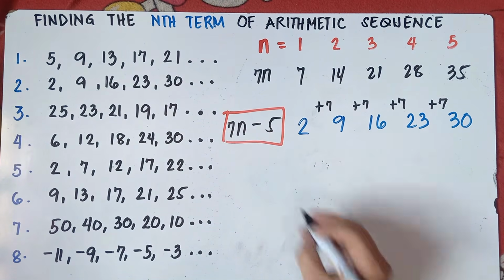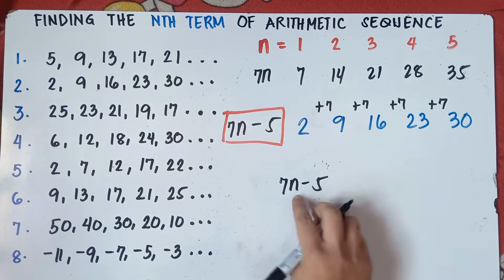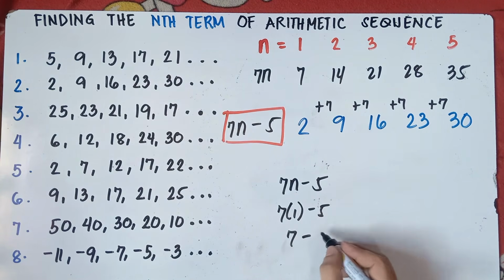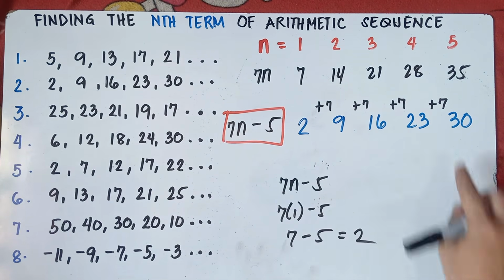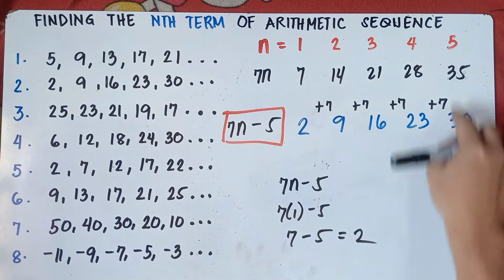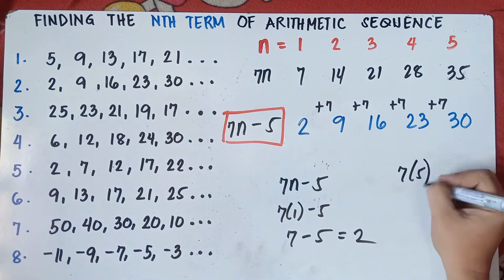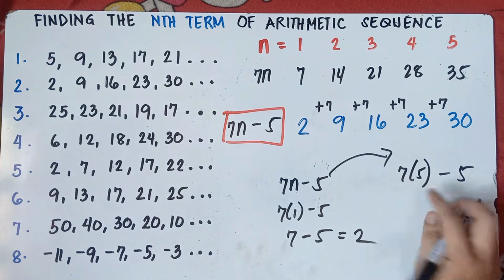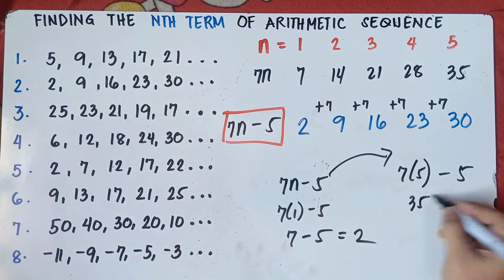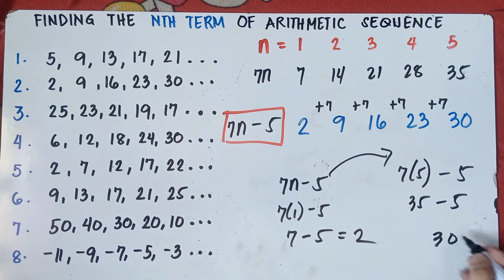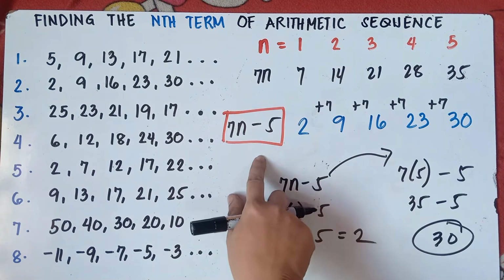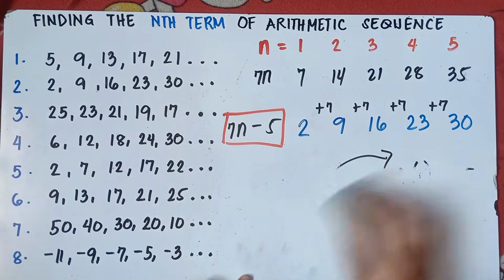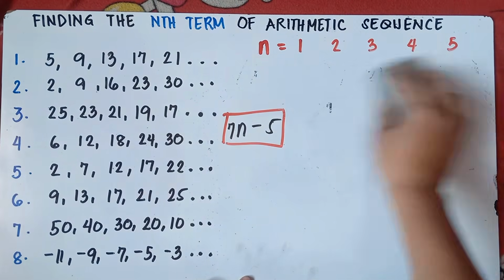Let's check for the first term. 7n minus 5. If n is 1, 7 times 1 minus 5. 7 times 1 is 7 minus 5, that is 2. Let's check the fifth position. If n is 5, so 7 times 5 minus 5 from this equation, 7n minus 5. So 7 times 5 is 35. Minus 5, we will get 30. Therefore, this is the equation, 7n minus 5.